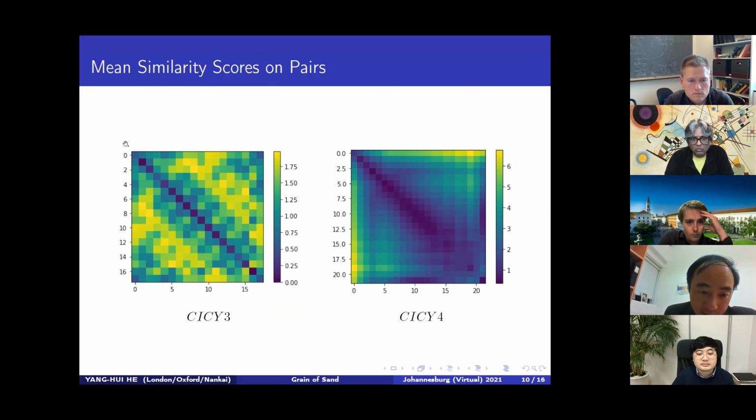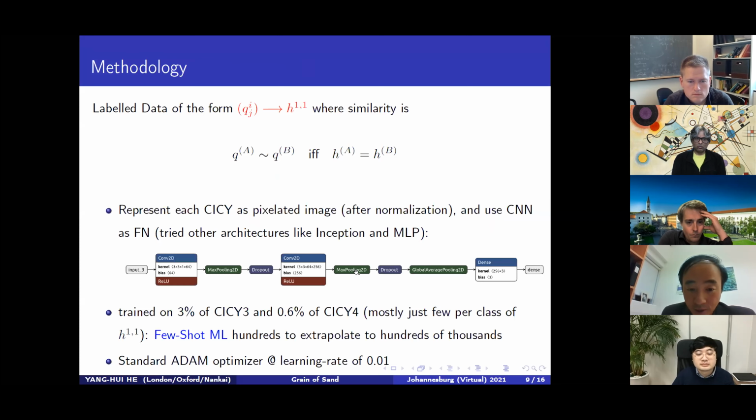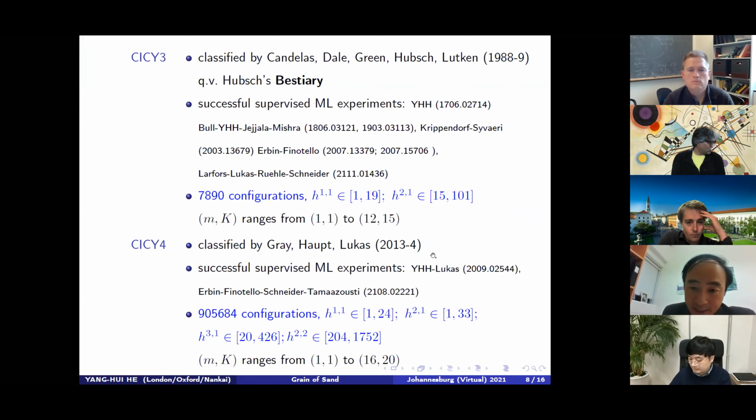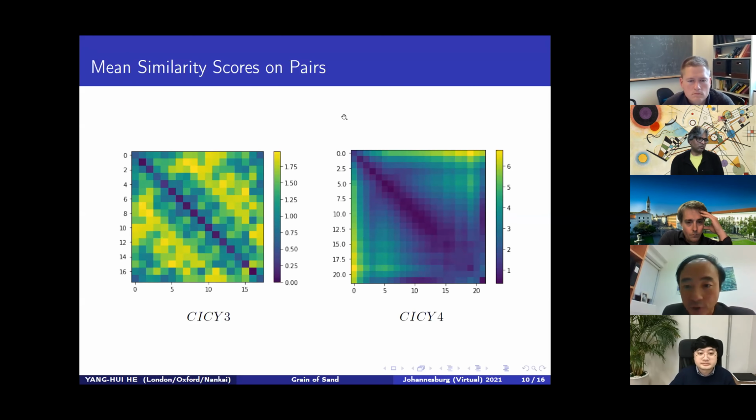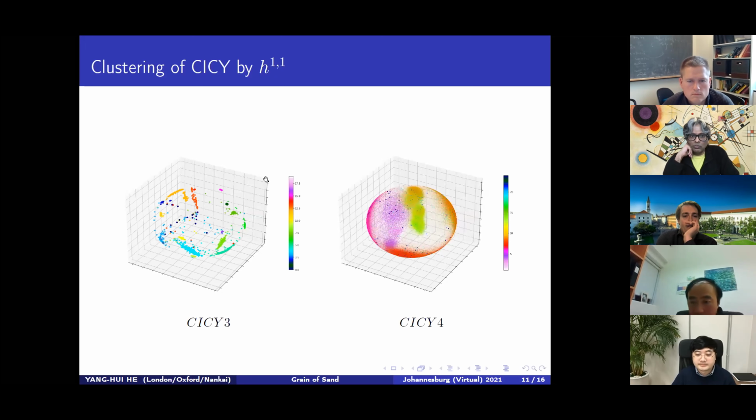You can see that it's very much blue on the diagonal. And this is CICY4, which is a much more ambitious thing: you're looking at 1 million of them and only seeing hundreds of them. So this is less well behaved. I should have quoted the actual accuracies, but I'll show you a plot that represents everything. This is a wonderful diagram.